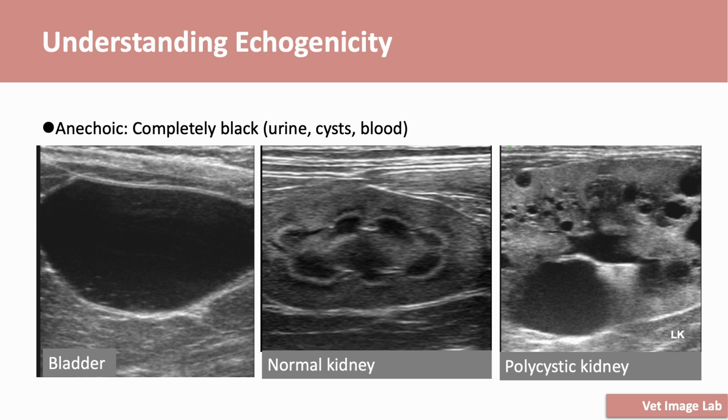In the middle, we have a normal kidney. The renal cortex and medulla have different echogenicities, but there are no anechoic areas within the parenchyma. In contrast, on the right, we see a case of polycystic kidney disease in a cat. Notice the multiple fluid-filled cysts scattered throughout the kidney. They appear as numerous anechoic, round structures.